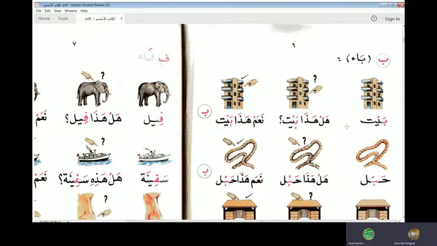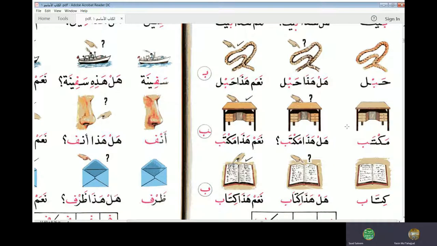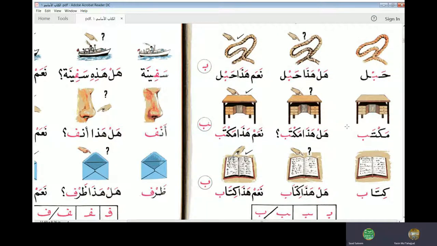Bait. Hal hadha bait? House. Is this a house? Yes, this is a house. Is that habl? Yes, right. Habl, rope. Hal hadha habl? Naam, hadha habl. Is this a rope? Yes, this is a rope. And maktab. Hal hadha maktab? Naam, hadha maktab. Desk. Is this a desk? Yes, this is a desk.